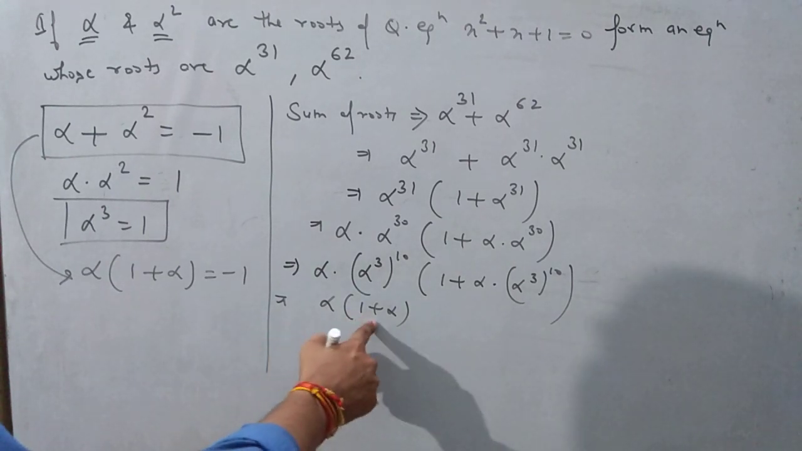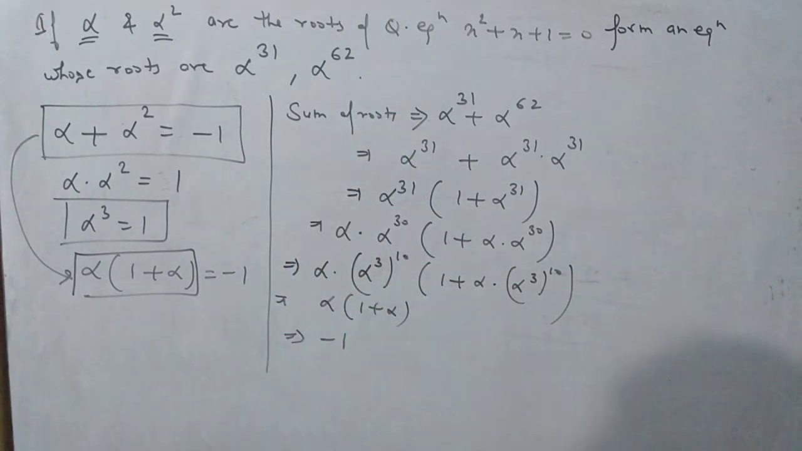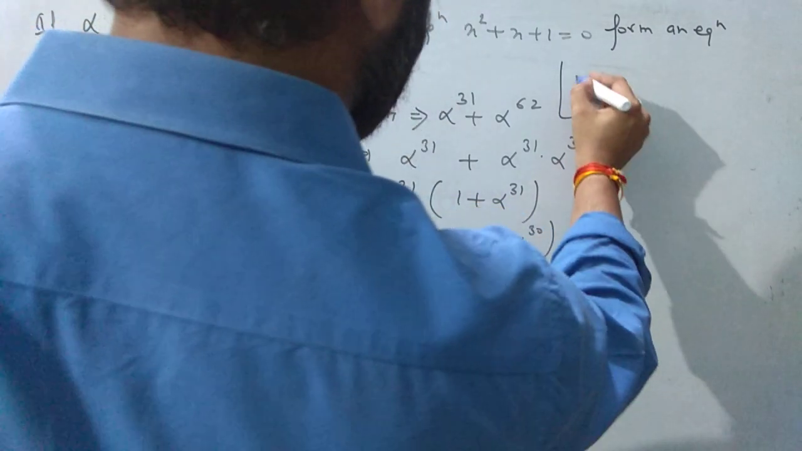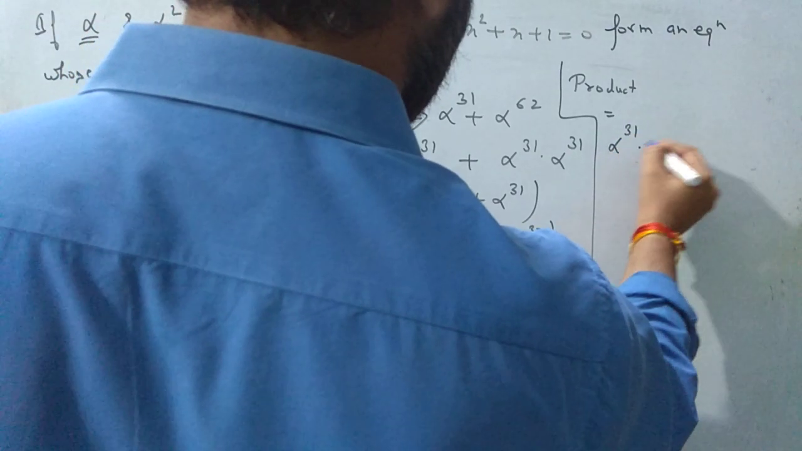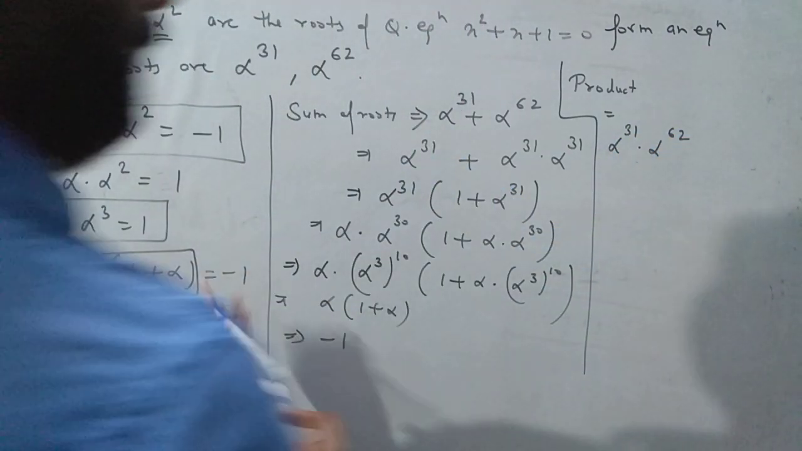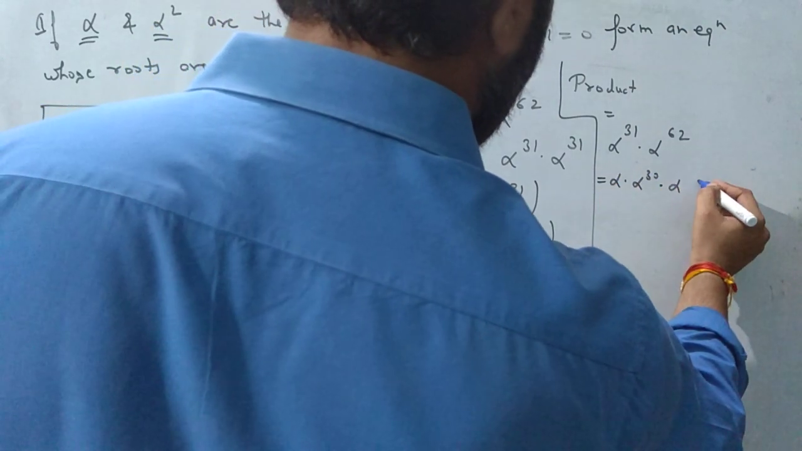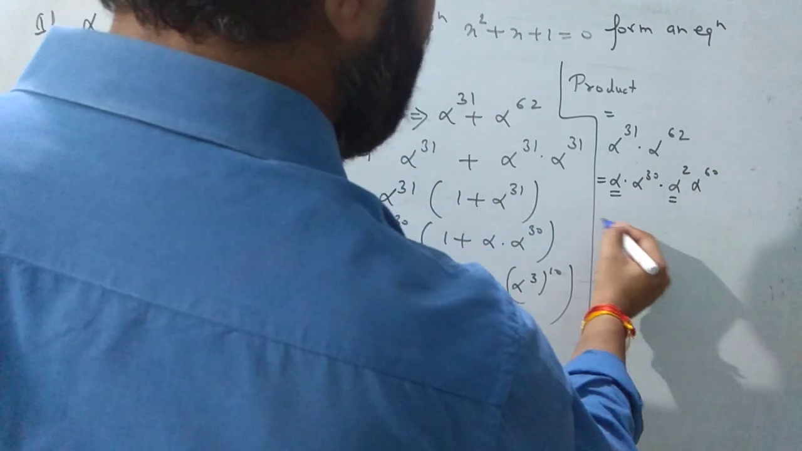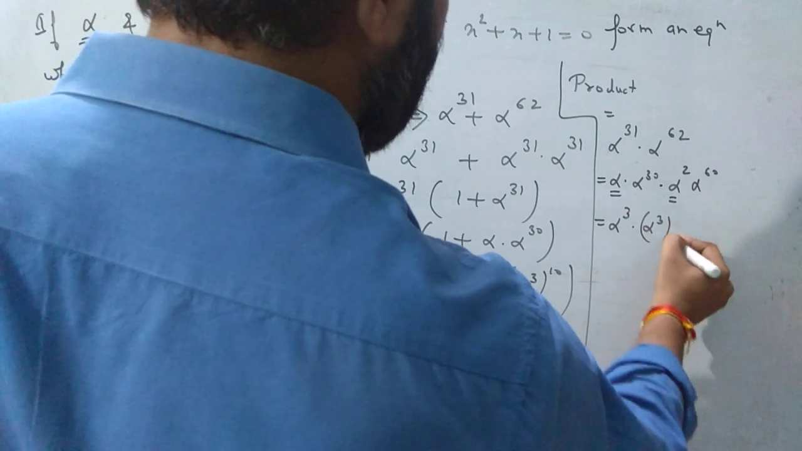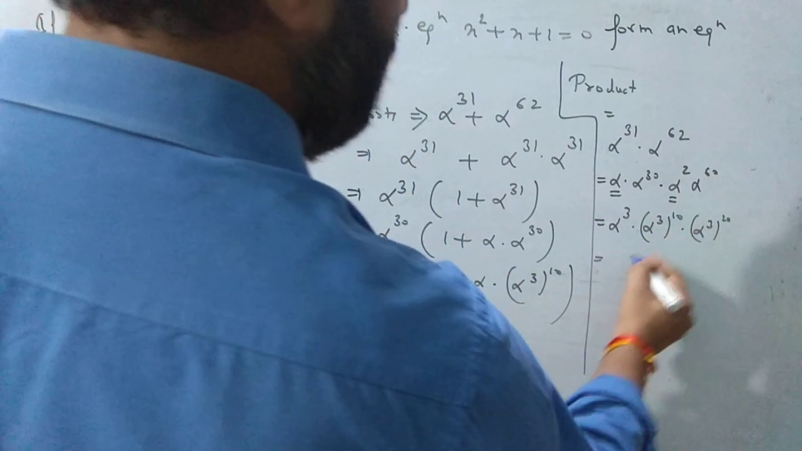So alpha and 1 plus alpha, and this value is given as -1. So the value of the sum of roots is -1. Now after that we need the product. Product means we multiply alpha to the power 31, alpha to the power 62. Again it can be written as alpha to the power 30, alpha to the power 60. Alpha and this alpha square become alpha cube. It is alpha to the power 10 and alpha cube to the power 20. Alpha cube is 1, so it is 1.